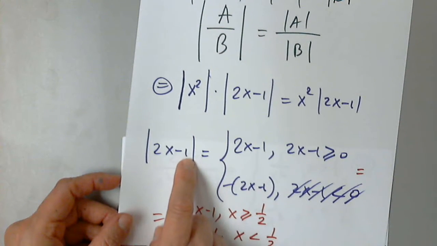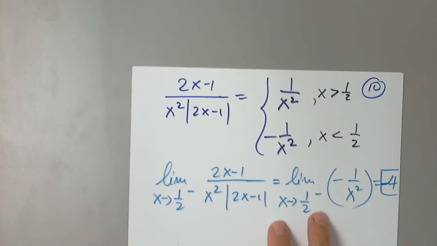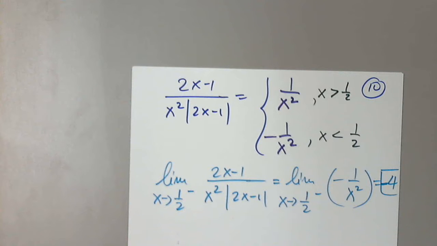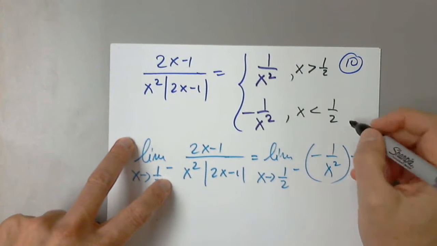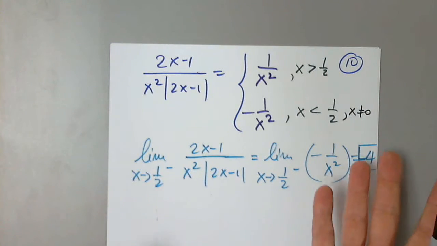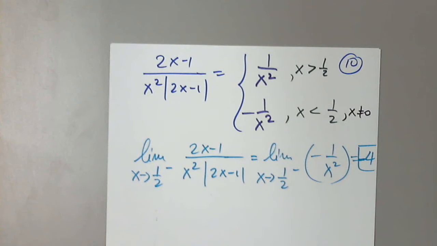The absolute value of 2x minus 1 can have 1/2. But here, this expression or function cannot have 1/2. It's not defined at 1/2. Of course, you can also write x not equal 0 here. That's fine. It's good to write it, but the question was left and right of 1/2, specifically left of 1/2.